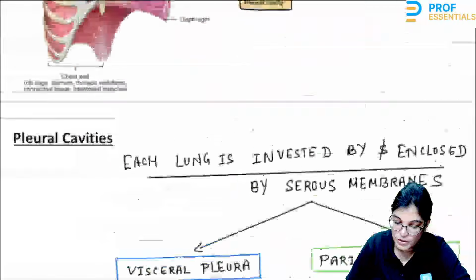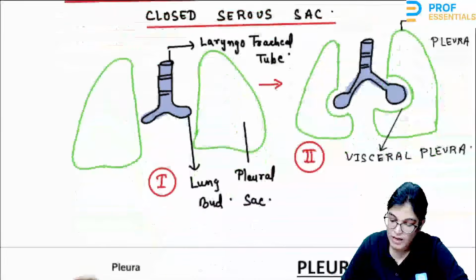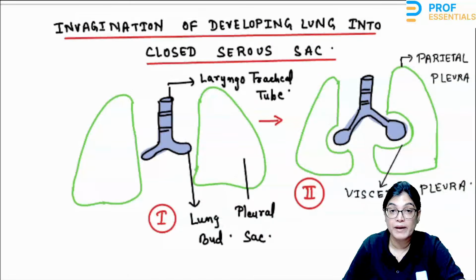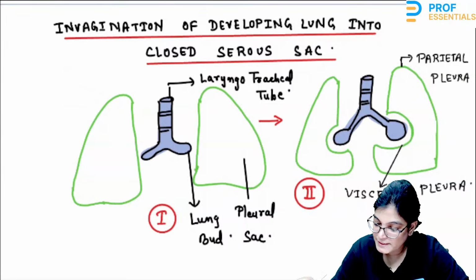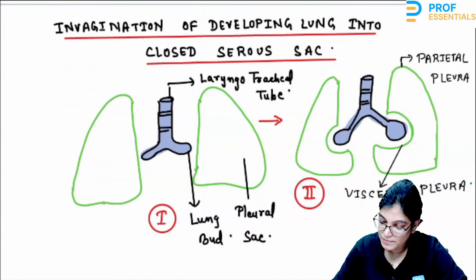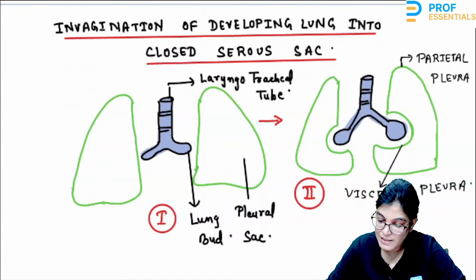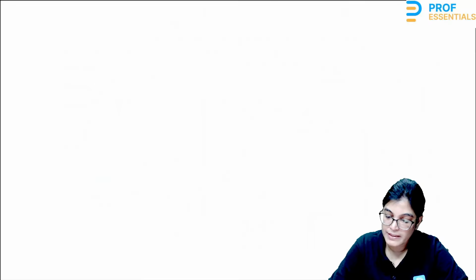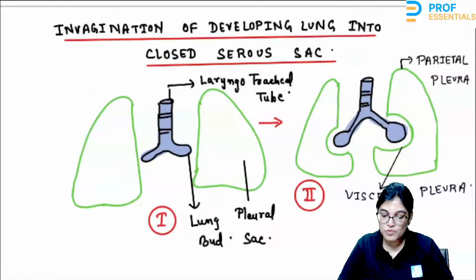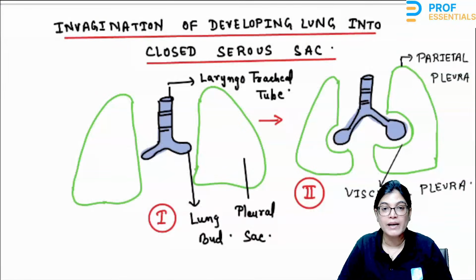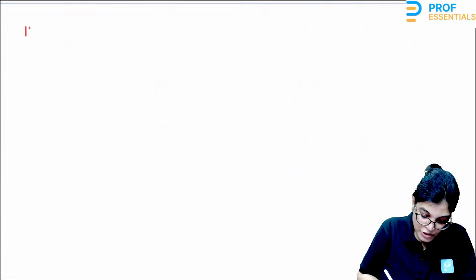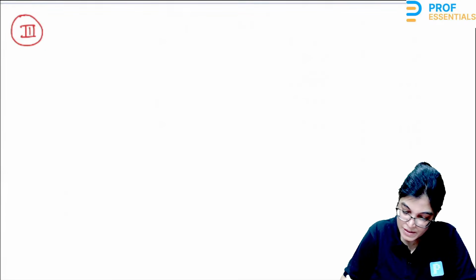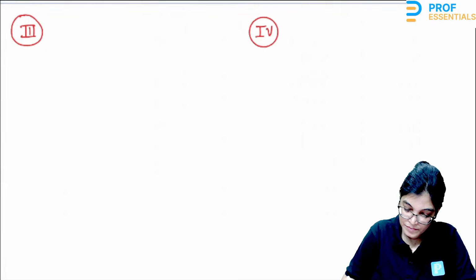So let's talk about the third and fourth stage. I would also like to mark the third and fourth stage. I want one more paper for this, so let me just add a page. So this was the invagination of developing lung, stage 1 and stage 2. Moving on to stage 3, and then comes the final stage 4. Got it, my dear students?